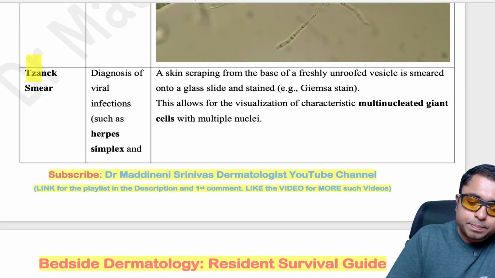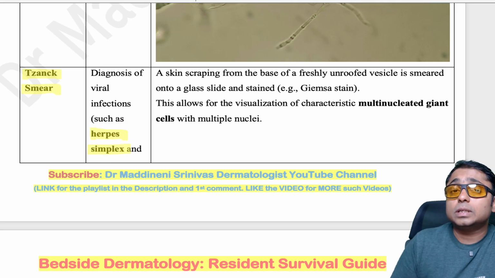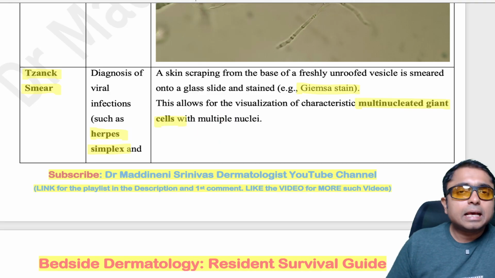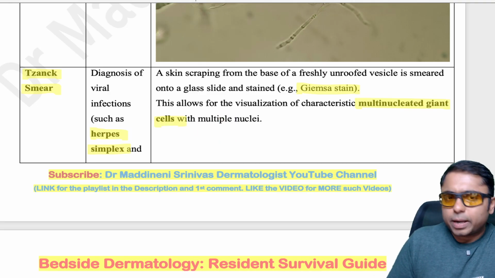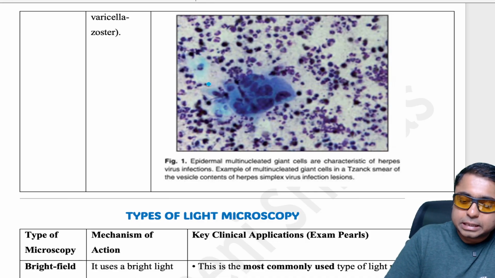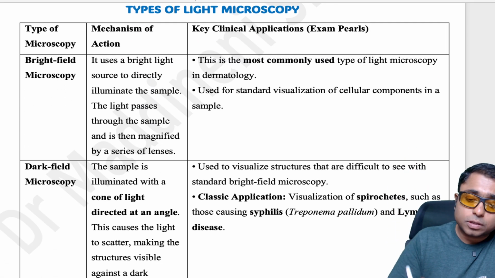And coming to the Tzanck smear, this is used in the case of viral infections like herpes simplex and also in varicella zoster, where we are going to use a Giemsa stain and we are going to see the multinucleated giant cells, and also the acantholytic cells can be seen, right? So this is a picture where you are able to see these multinucleated giant cells, which is in favor of the viral infection, herpes or varicella zoster virus.